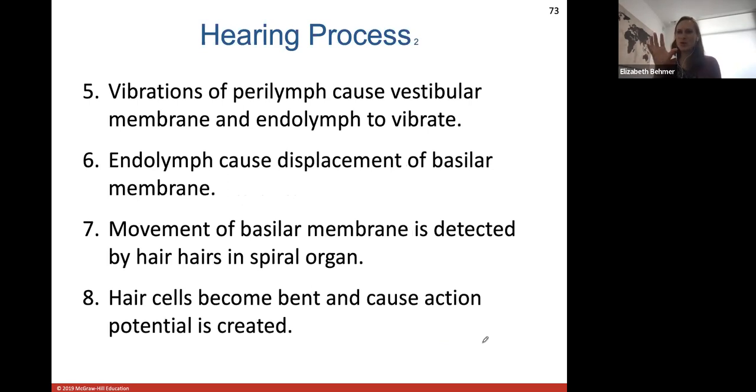The vibrations or waves in that fluid, the perilymph, will cause the vestibular membrane and the endolymph to all vibrate. So you have waves passing through this fluid in the cochlea. The endolymph will cause a displacement of the basilar membrane, and that movement of the basilar membrane is detected by those hair cells. And when those hair cells become bent, that causes an action potential to be created.